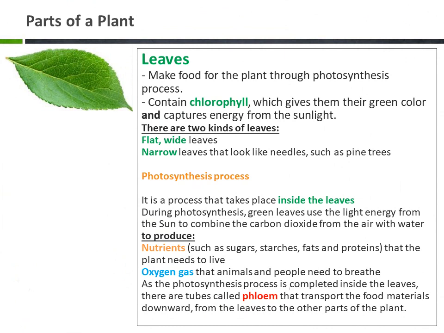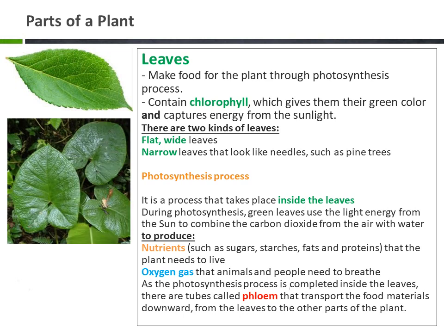Leaves. The function of the leaves is to make food for the plants through the photosynthesis process, because they contain chlorophyll, which gives them their green color and captures energy from the sunlight. And there are two kinds of leaves: flat wide leaves and narrow leaves that look like needles, such as pine trees.